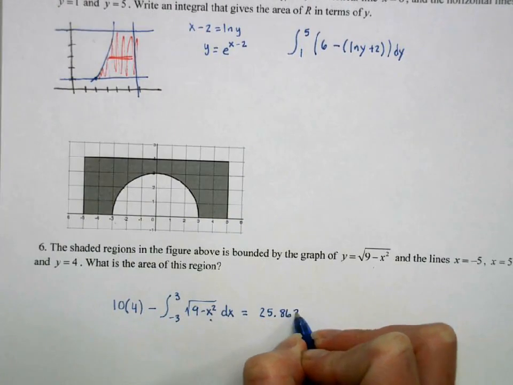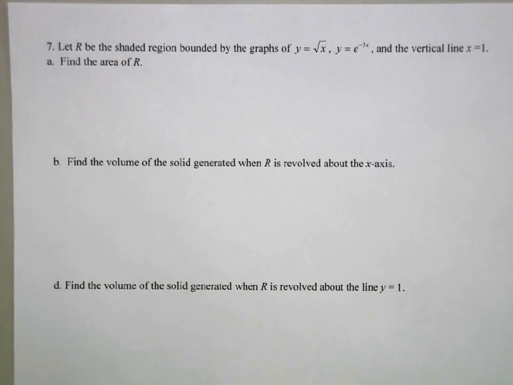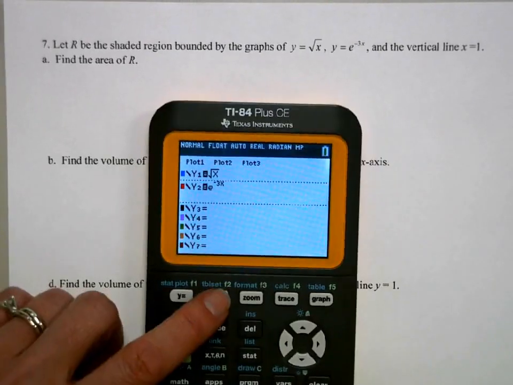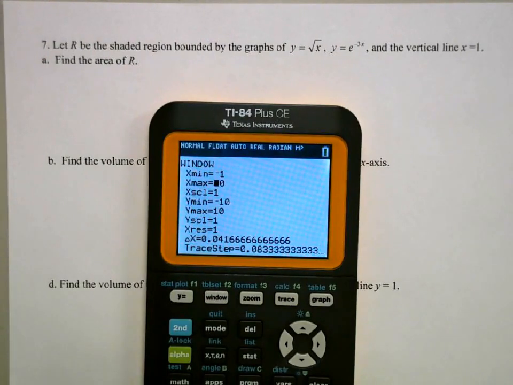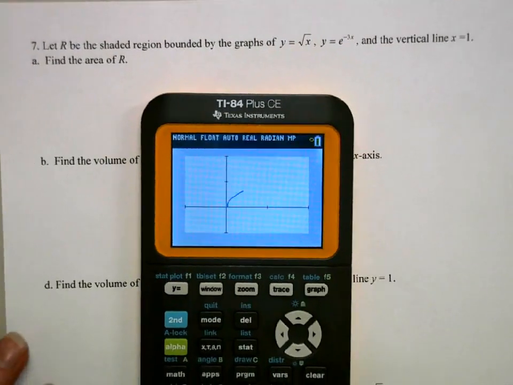Okay, next we have R is the shaded region bound by the graphs of the square root of x and e to the -3x, and vertical line x equals 1. So we're going to find the area of R. So first I'm going to graph it. Okay, so there's my square root. And there's my e, and we're also bounding it with a vertical line at x equals 1. So we're looking at this area here.